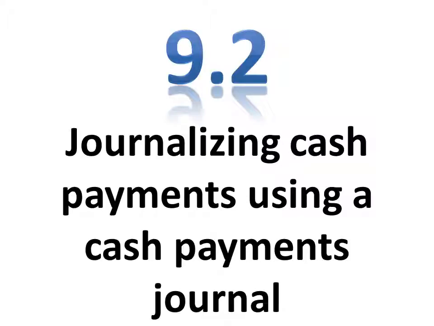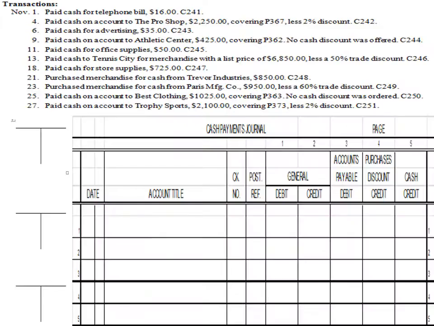Now, in terms of a business, we're going to use our second out of our 5 special journals, and we're going to journalize cash payments. So in other words, we're going to use our cash payments journal.